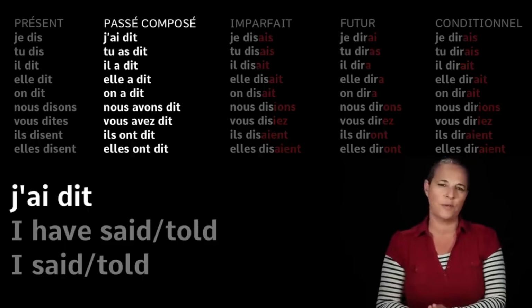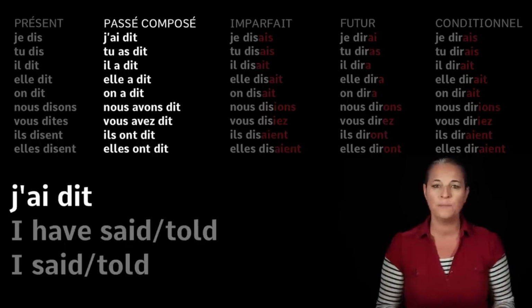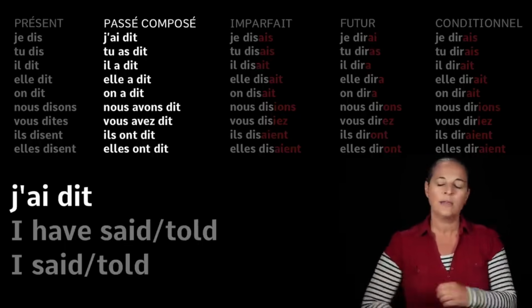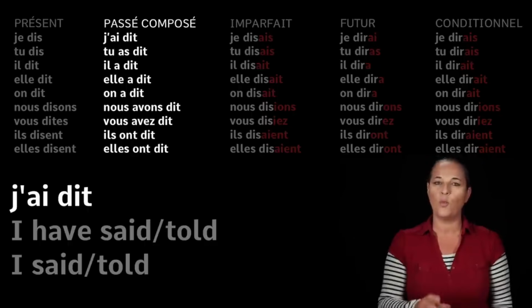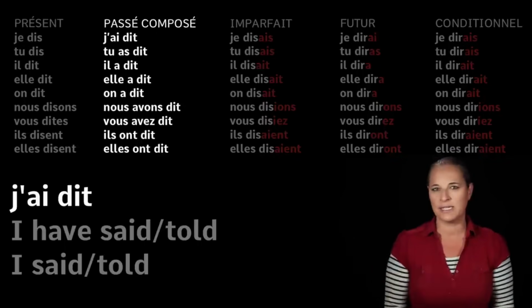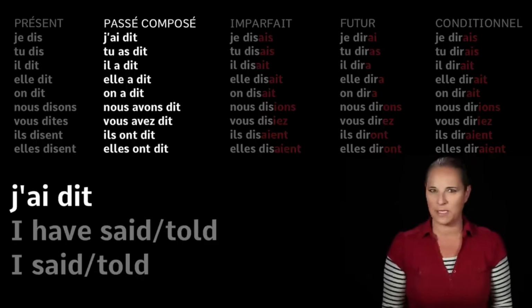Dire is conjugated with the verb to have in the passé composé, not to be, okay? And also, you need to know the past participle of that verb. When I say past participle, I mean the third bit. I have said is the past participle, the same as to see, I have seen is the past participle.